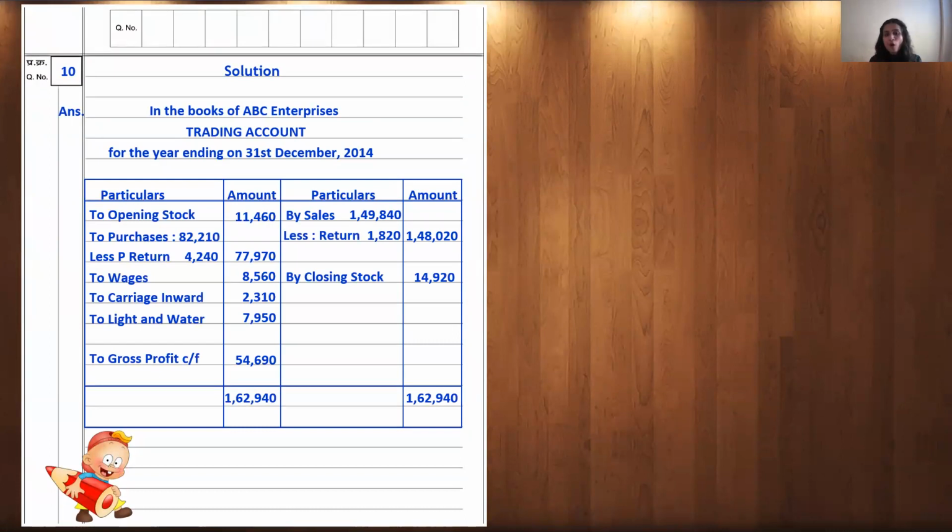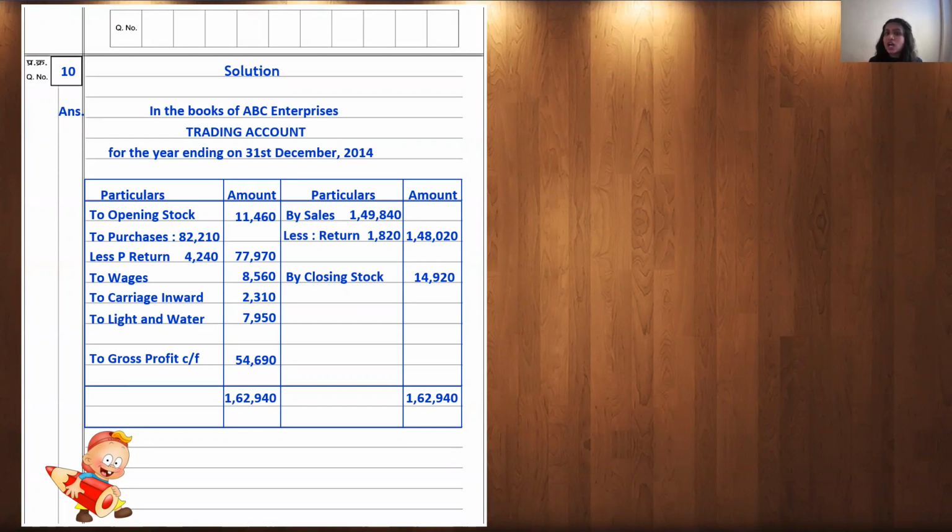Now, this is the format of the trading account, a sum that has been solved for you all. First of all, your very first sentence should be in the books of XYZ Enterprises. Whatever name of the enterprise is given in your question paper, make sure you add that. In this case, it is ABC Enterprises, so add ABC Enterprises. Next line would be trading account, and then for the year ended.